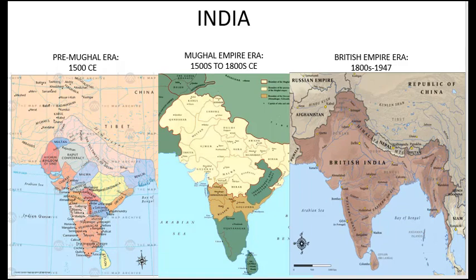The others were the Ottomans, who ruled much of the Middle East and southeastern Europe. There were the Safavids, who ruled over Persia, or modern-day Iran. And, of course, the third one was the Mughals in India.